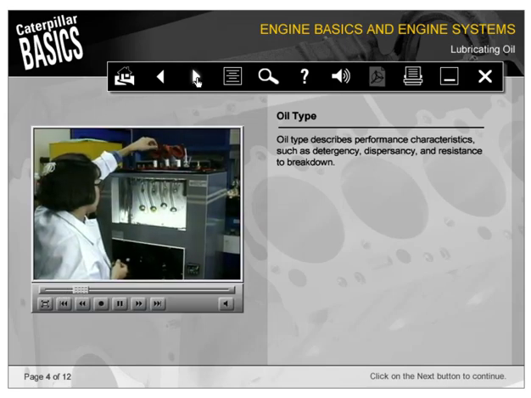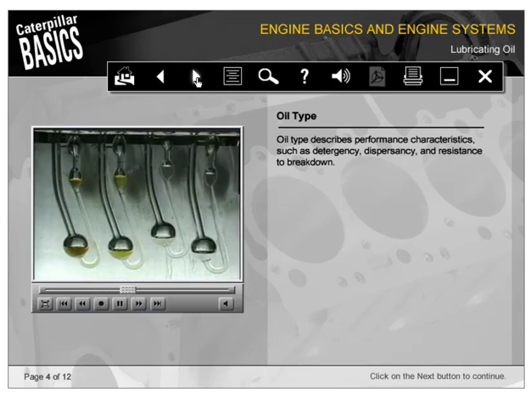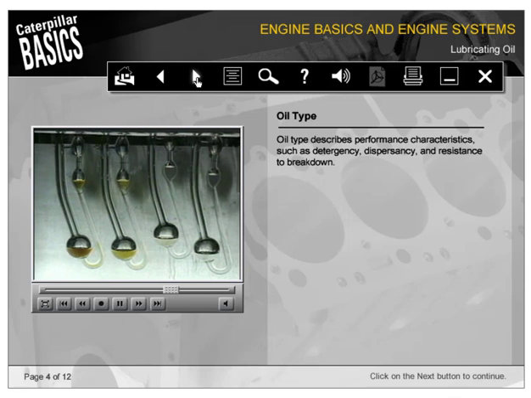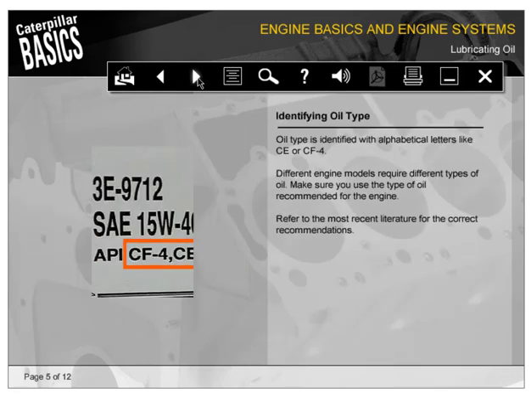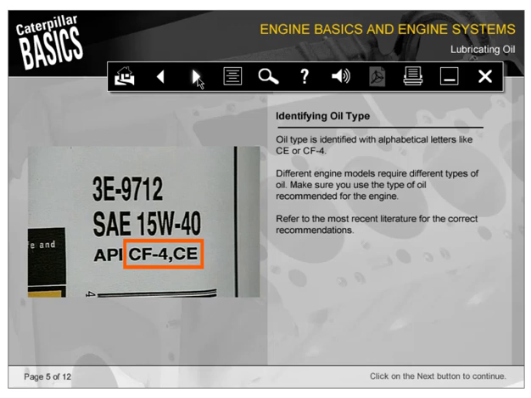Oil type describes performance characteristics such as detergency, dispersancy, and resistance to breakdown. Oil type is identified with alphabetical letters like CE or CF4. Different engine models require different types of oil. Make sure you use the type of oil recommended for the engine. Refer to the most recent literature for the correct recommendations.